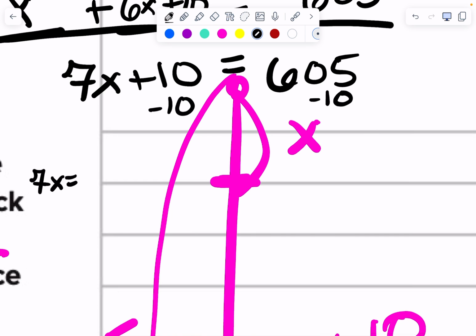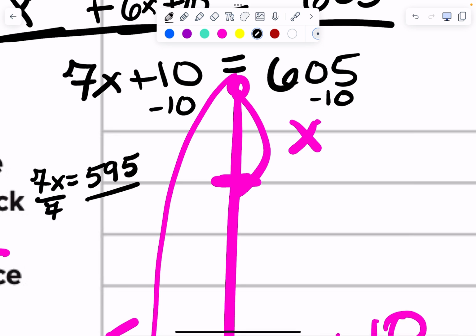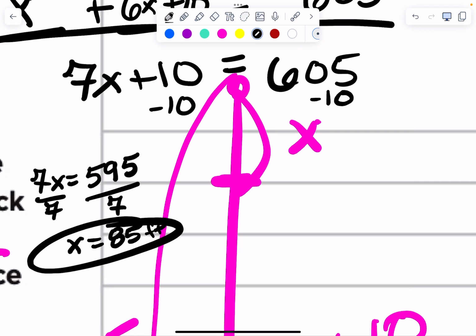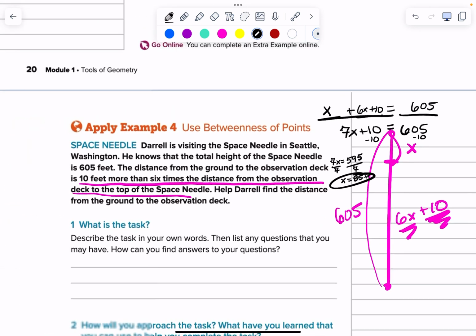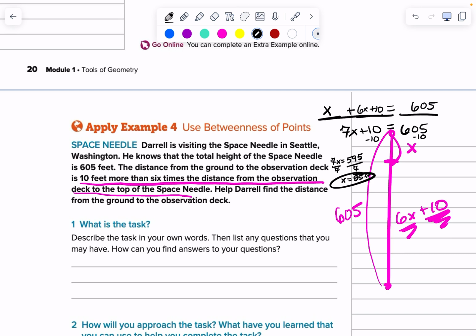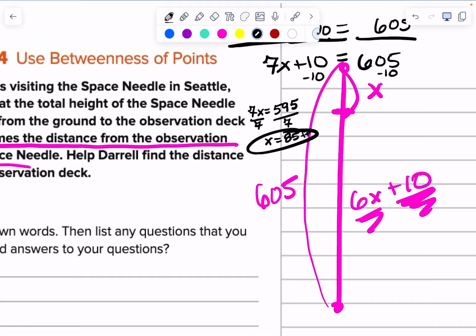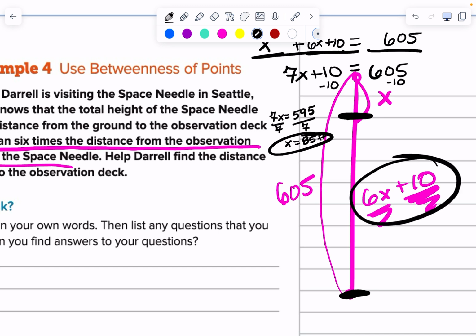7x equals 595, and divide by 7. X equals 85. Now, that's in feet, by the way. We want to help Daryl find the distance from the ground to the observation deck. Is it 85 feet? No, ground to observation deck is this one. So I'm going to plug the 85 in here. 6 times 85 plus 10 is 520. Or we could have taken 605 minus 85, and that would be the remaining.